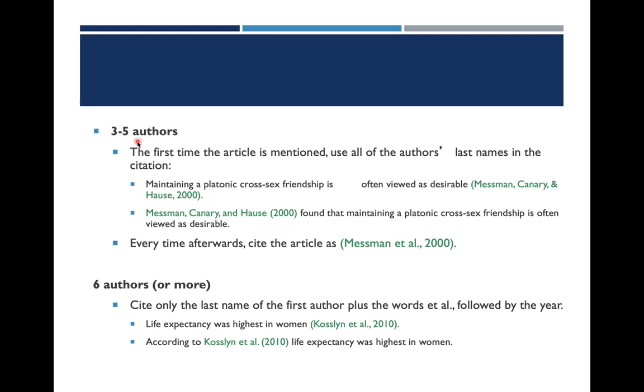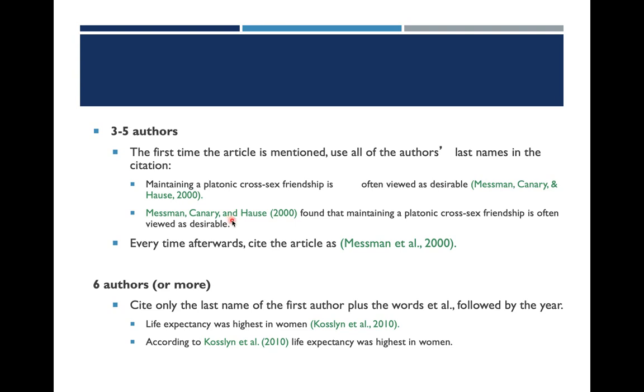Okay, when we have more than two authors, things get a little more complicated. So: maintaining a platonic cross-sex friendship is often viewed as desirable. Mesman, Canary, both separated by commas. And then prior to our final author, we use the ampersand, the final author's last name, comma, year. That's in a parenthetical citation. In a prose citation, we do the same thing. We just replace the ampersand with and.